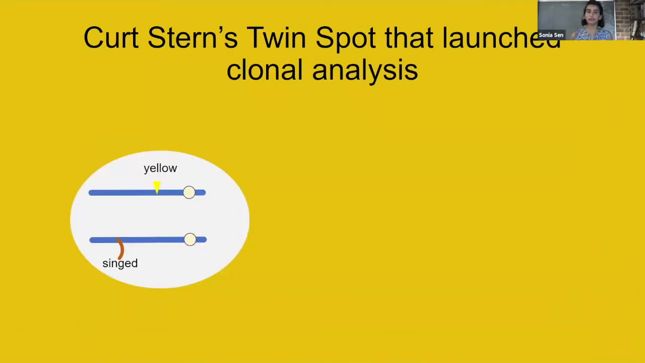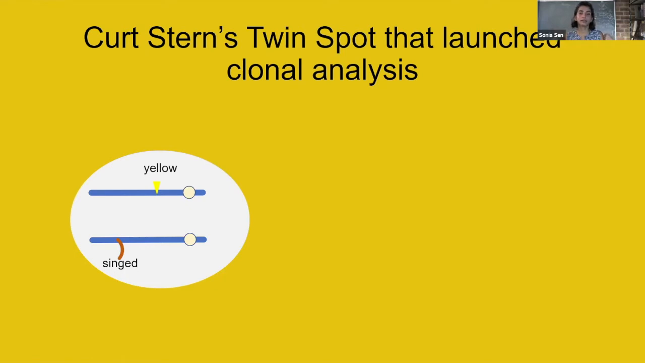Okay, so I said that we would talk a little bit about Curt Stern's twin spot experiment observation that has basically launched clonal analysis in flies and in other organisms as well. So remember that I told you that he looked at two phenotypes, yellow and singed, yellow body color and singed hair, bristle on the back. Now, we're gonna step back and see. I mean, he just looked at the flies and deduced what was happening in the cell. We're now gonna go into the cell, see what's happening, and then see how it resulted in the things that Curt Stern saw.